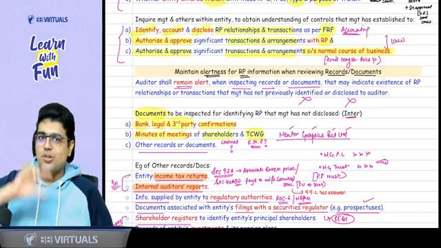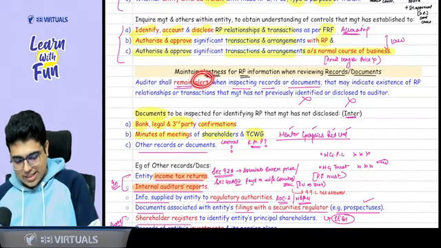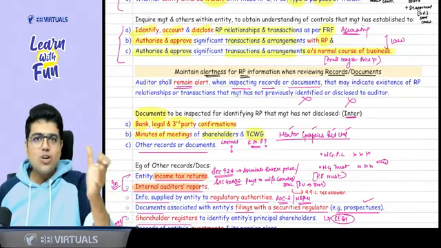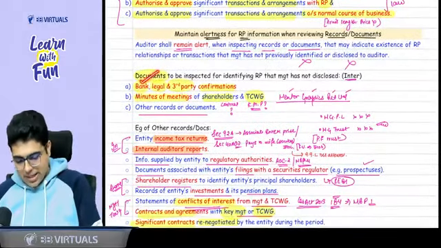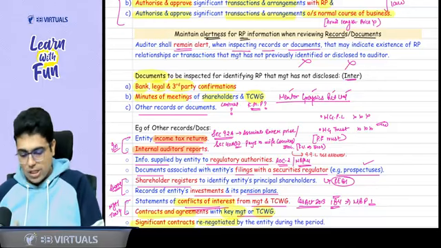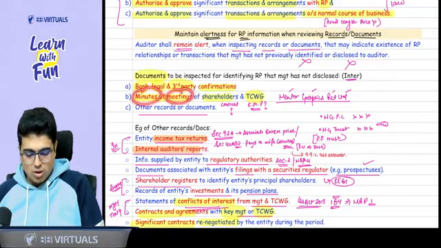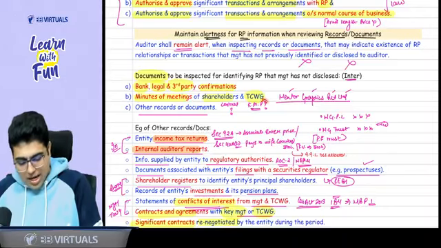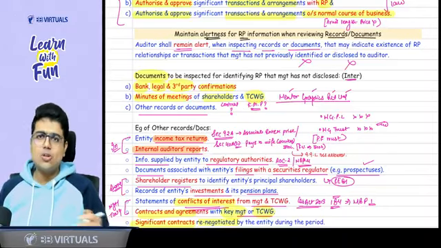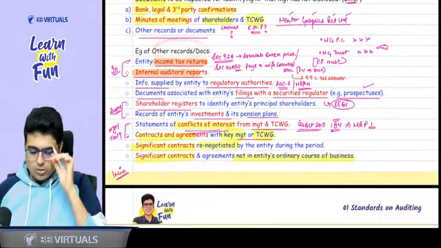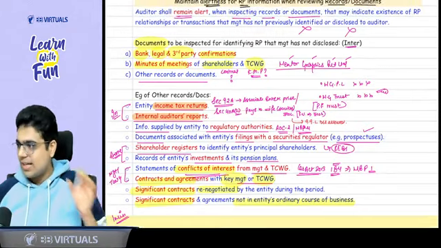So I told you whenever you are going through the records and documents, you should stay alert and exercise professional skepticism. But what are these records and documents? It can be a bank confirmation, legal confirmation, third party confirmation. You can go through the minutes of the meetings of any shareholder, TCWG, so that you get to know who is the one who actually maintains the control, who are the key managerial persons, because they are also regarded as related parties. There are some other records and documents also. We learned 6 points in the class through pairing.